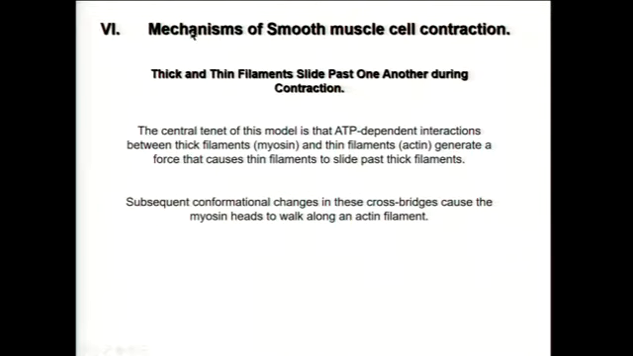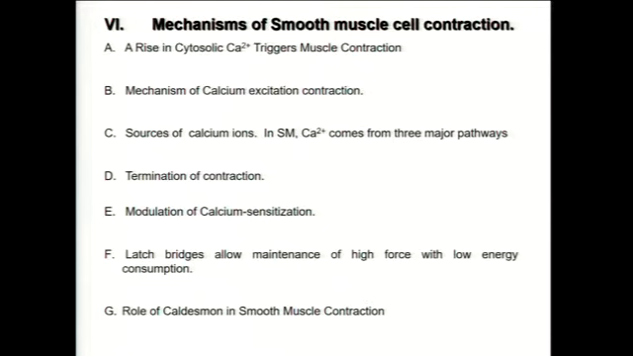So what is the actual mechanism of smooth muscle contraction? They're thick and thin filaments, so actin and myosin, and they slide past each other during contraction. You can read this for yourself, but basically it's an energy-dependent model between actin and myosin, and they walk past each other. So these are some topics we'll talk about for about the next 15 minutes. We'll talk about the rise in calcium, the mechanism about how the smooth muscle cell uses that to contract, the mechanism of excitation contraction, where the calcium comes from. So keep that graph in mind.